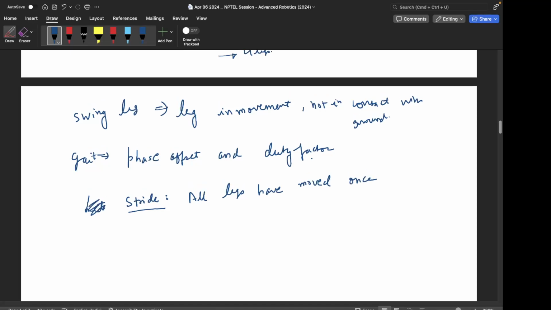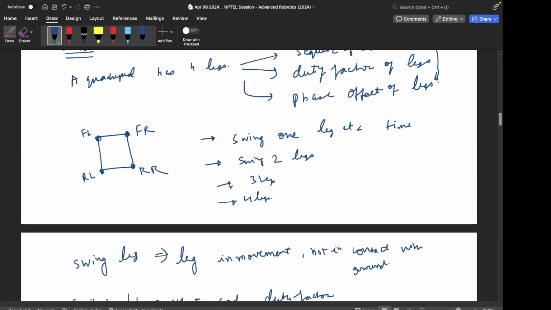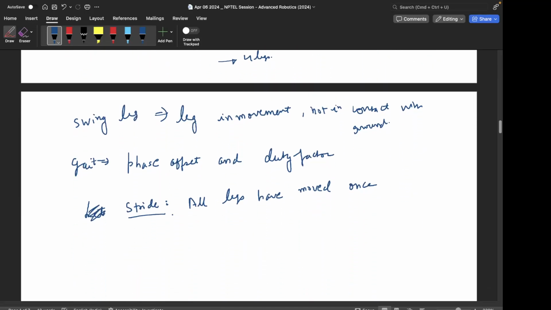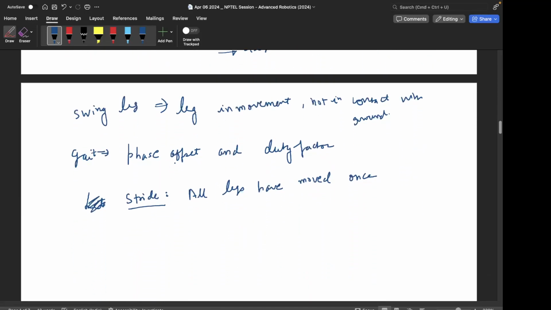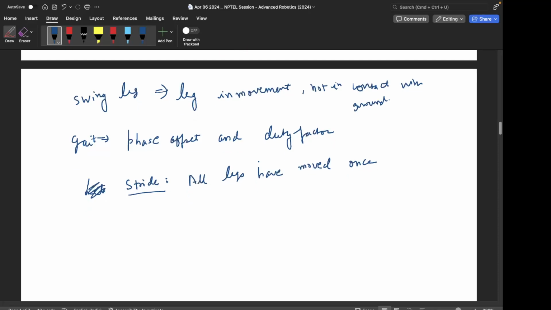So in the case of a quadruped, since there are four legs, I will say a stride. The robot has taken a stride when all four legs have moved once. So FR leg moves, FL leg moves, RL leg moves, RR leg moves. Now, in what sequence these four legs move, and how many legs move at once, is what is described by these two parameters, offset and duty factor.